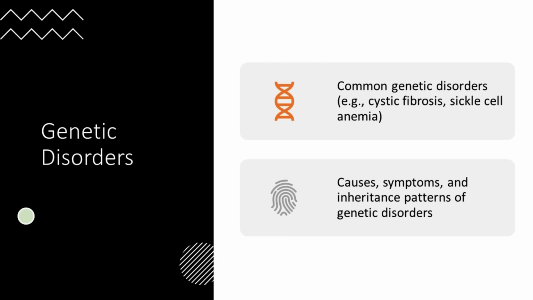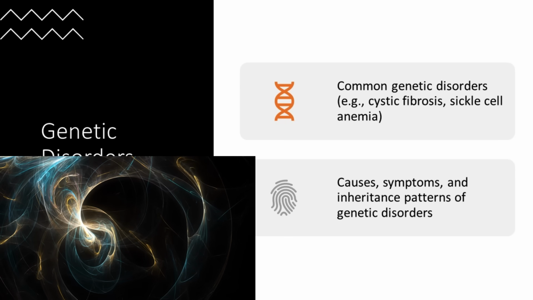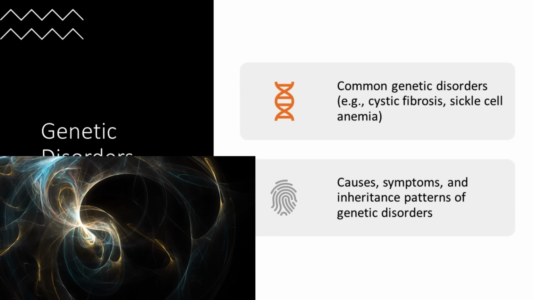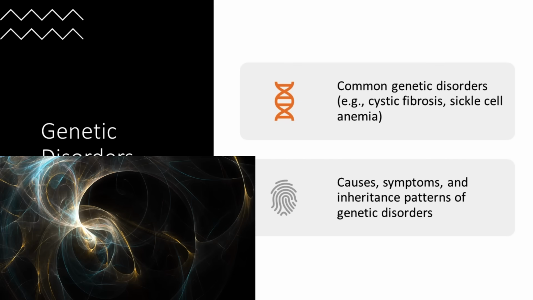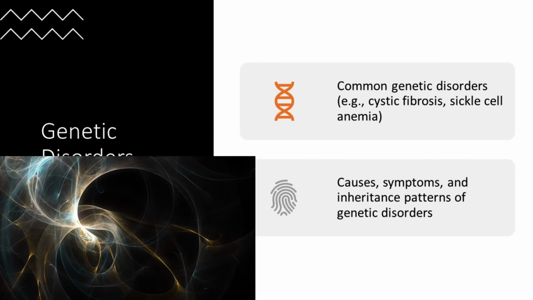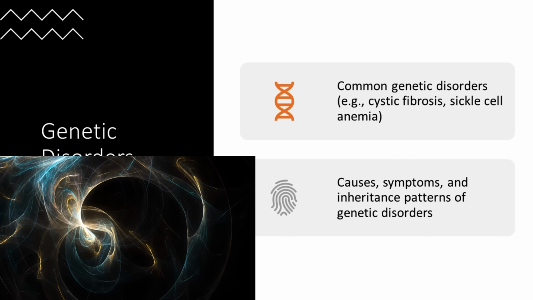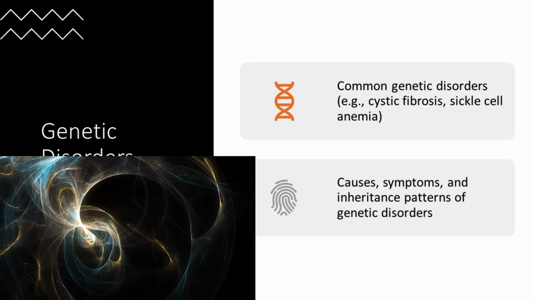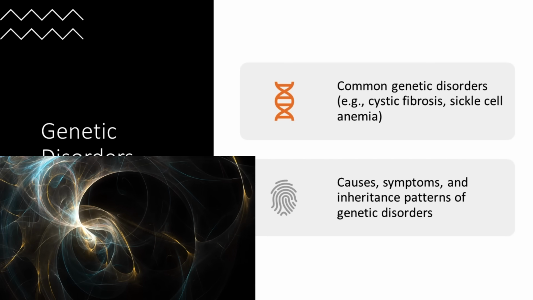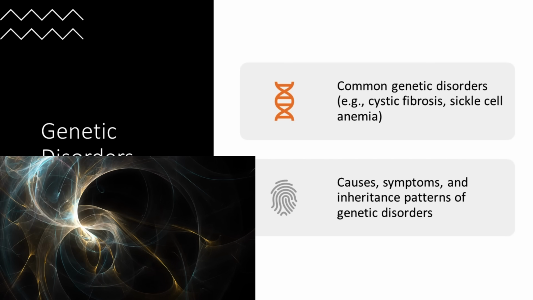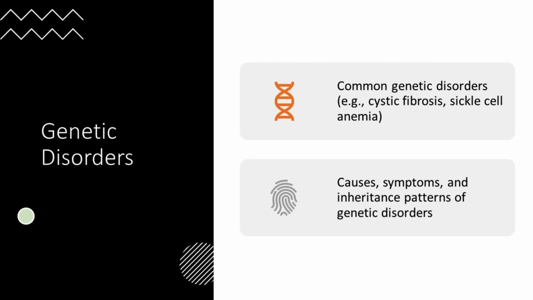Causes and symptoms. Genetic disorders can result from mutations in a single gene, monogenic disorders, or a combination of genetic and environmental factors, multifactorial disorders. The symptoms of genetic disorders vary widely and can impact various organ systems. Early diagnosis and genetic counseling are essential for managing these conditions, enabling affected individuals and their families to make informed decisions about their health care.